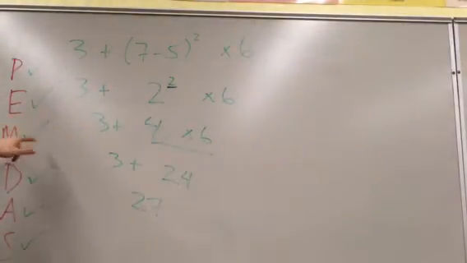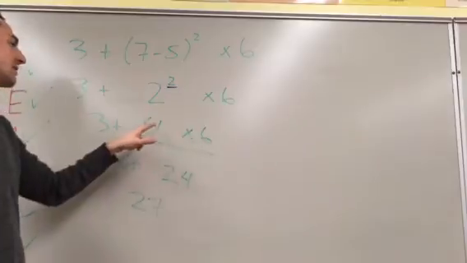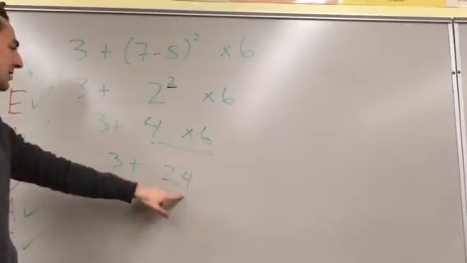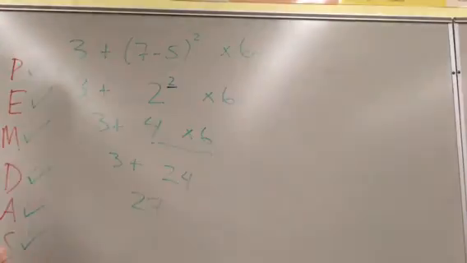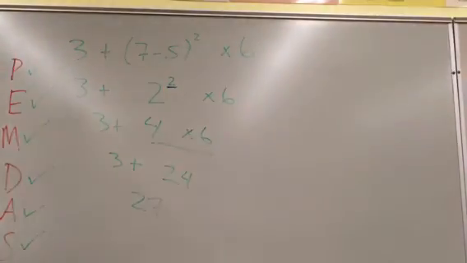Exponent is done. Now multiply or divide. So now it's finally time to multiply by 6. 4 times 6, 24. Then finally, multiplying and dividing are done. Add or subtract, and here we add. 27. Good job.